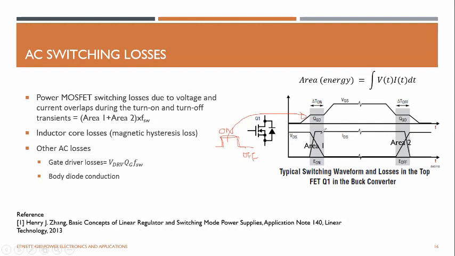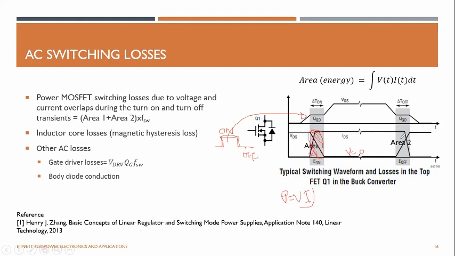During this, you can see that there's a product of voltage and current, and that contributes to the energy loss, because P equals VI. So you can see there's a power loss. Here the voltage is 0 and the current has some value, so the switching loss is 0 here. There's a conduction loss, but the switching loss is 0. And here also the voltage is high, but the current is 0, so the switching loss is 0.